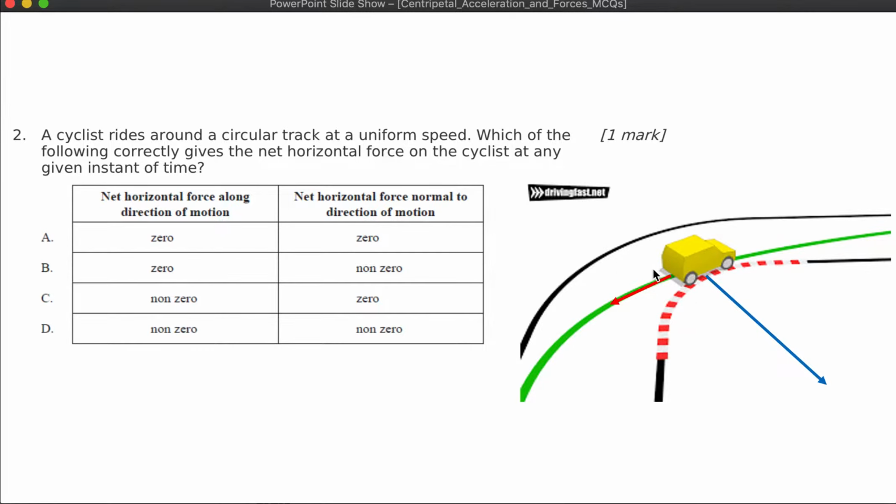Therefore, this force, this red arrow, must have a zero value. In other words, it must be non-existent. There is no net horizontal force. There may be friction, however, that is balanced out by the thrust of the engine.